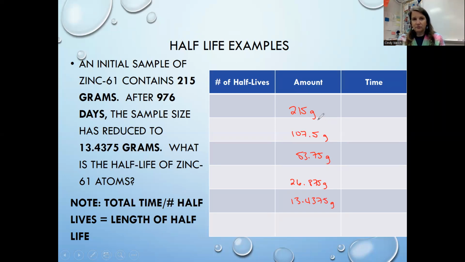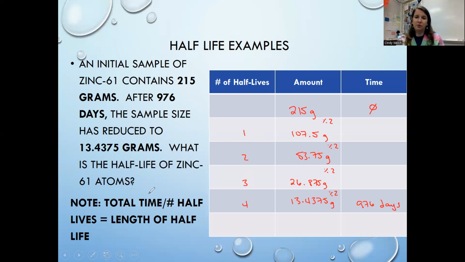So I have divided by 2 each of these times, because each half-life I have decreased my sample by half. So now I got to figure out how much time has passed. My initial time frame was 0 at 0 days. I started with 215 grams. After 976 days, this is how much I have left. So I have had 1, 2, 3, 4 half-lives.